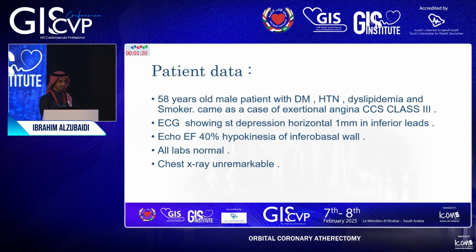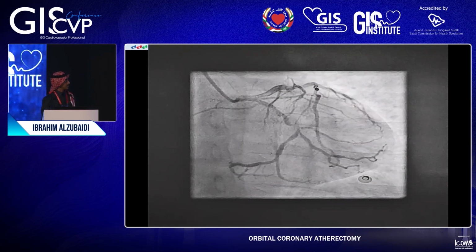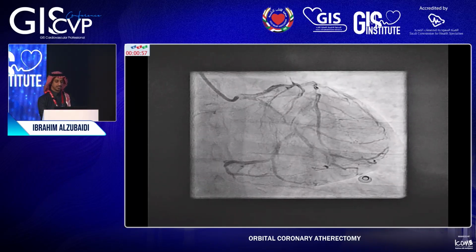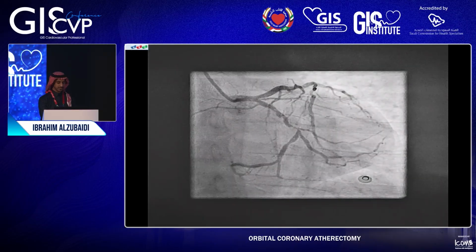And here is one of the cases that we've done in our cath lab. The patient was a 58-year-old male, diabetic, hypertensive, dyslipidemic, smoker, who came as a case of exertional angina class 3. ECG showed ST depression with ejection fraction 40%. As you can see here, it's the circumflex. It's a good circumflex, diffusely diseased, calcified.